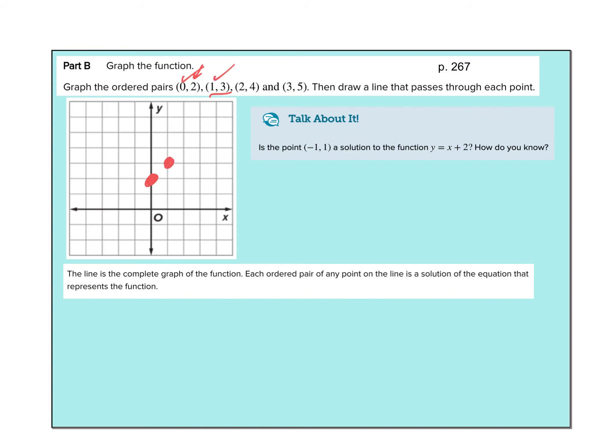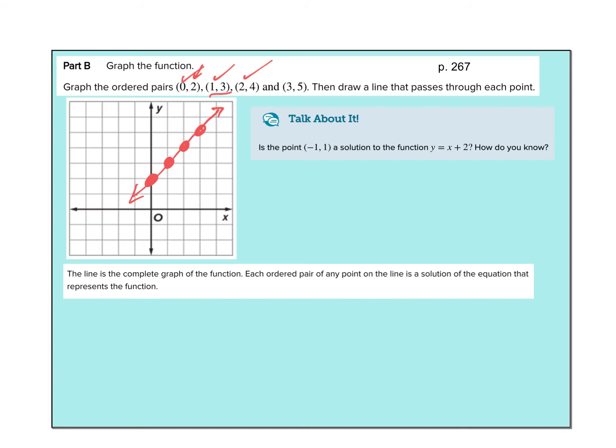2, comma 4. I'm just going to use this so you can see. I'm going to go right 2. So I start at the middle, go right 1, 2, up 1, 2, 3, 4. Should be right there. Okay, and then 3, comma 5. I'm going to go right 1, 2, 3, up 1, 2, 3, 4, 5. Put my last point there. Okay, I'm going to connect this and put some arrows.